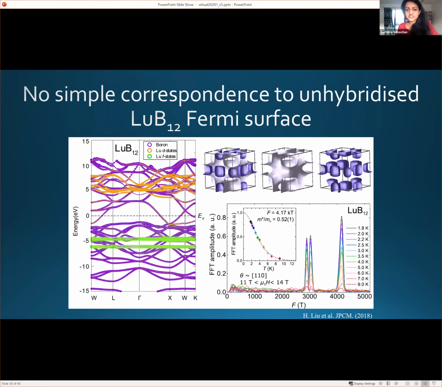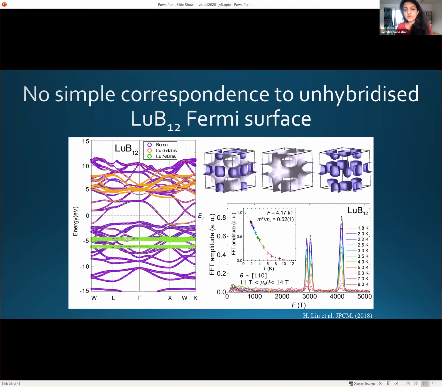Again, this is the band structure that Michelle has calculated. You can see the prediction is for large Fermi surfaces with light masses. So we measured lutetium-boron-12, and the effective mass is about 0.5. This is characteristic of a large conduction electron Fermi surface, and looks nothing like what we see in the YbB₁₂.